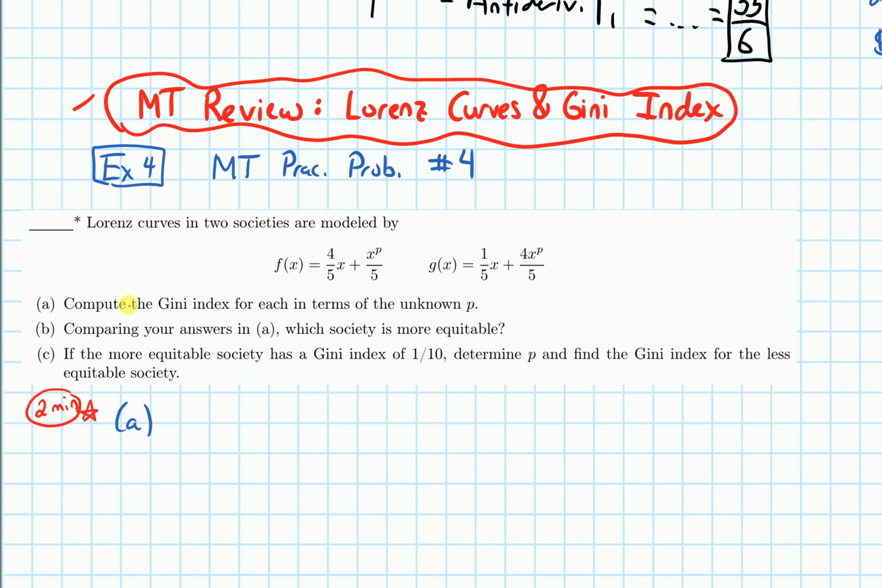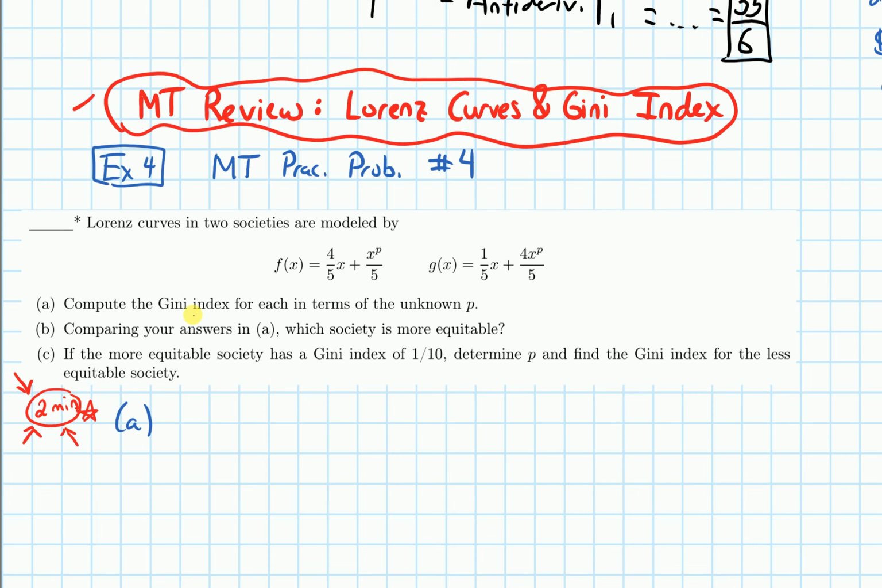It says compute the Gini index for each of these in terms of the unknown p. So p is some unknown constant, so p will be in our answer. So I want you to begin by trying these. Pause the video for 2 minutes and try these on your own first. Alrighty, so hopefully you did that. Let's go ahead and talk about them together.